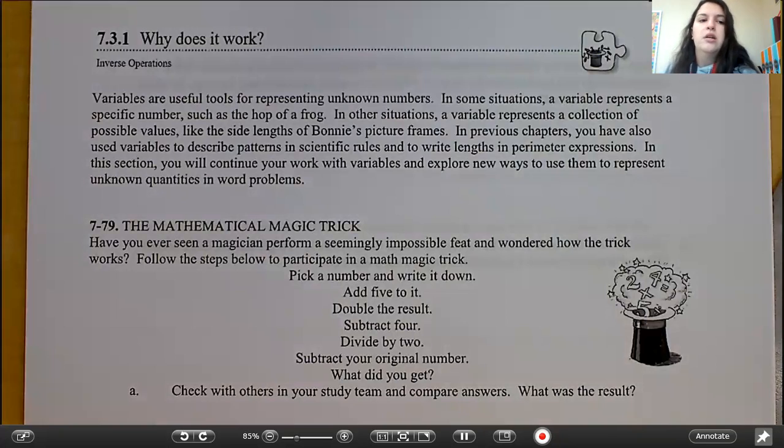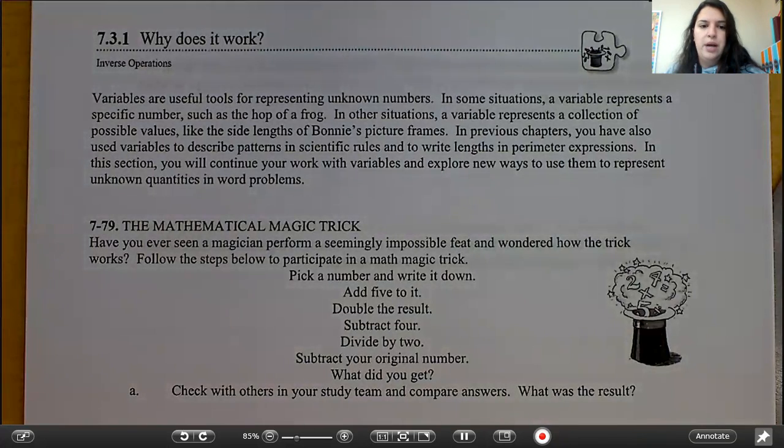Inverse Operations. Variables are useful tools for representing unknown numbers. In some situations, a variable represents a specific number, such as the hop of a frog. In other situations, a variable represents a collection of possible values, like the side lengths of Bonnie's picture frames. In previous chapters, you have also used variables to describe patterns in scientific rules and to write lengths in perimeter expressions. In this section, you will continue to work with variables and explore new ways to use them to represent unknown quantities in word problems.